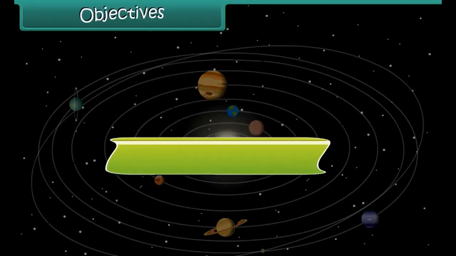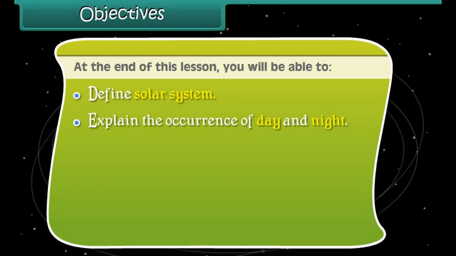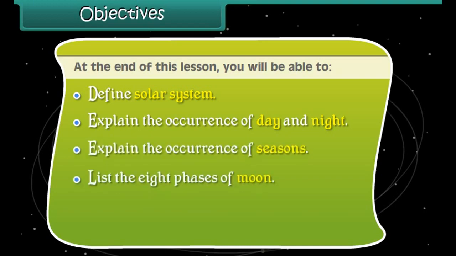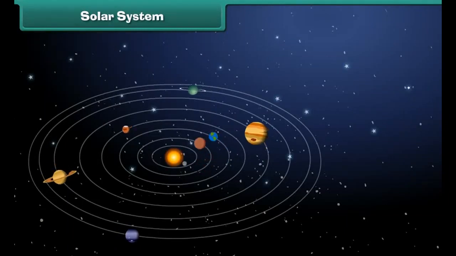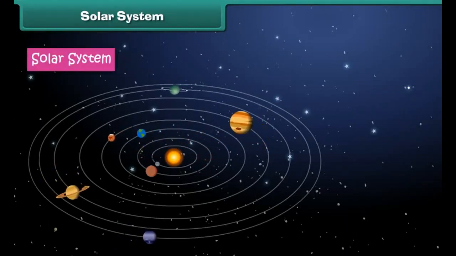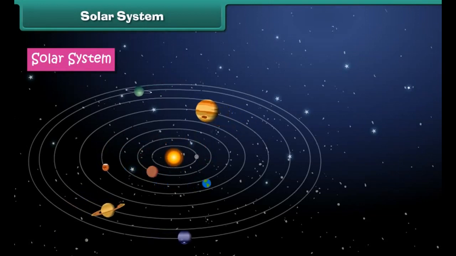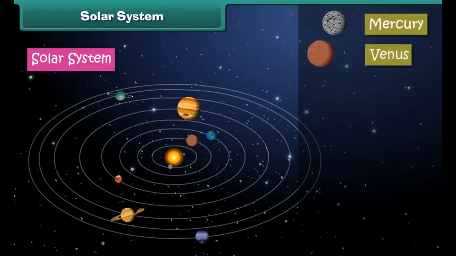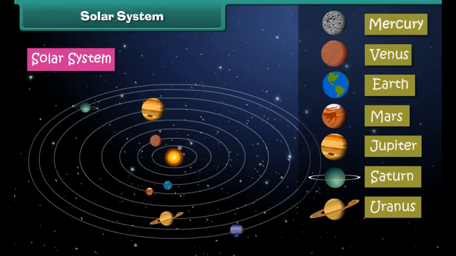Objectives. At the end of this lesson, you'll be able to define solar system, explain the occurrence of day and night, explain the occurrence of seasons, list the 8 phases of moon, explain weather and its effects on life on Earth. Solar system. Solar system consists of the Sun and the 8 planets that revolve around the Sun. The 8 planets are Mercury, Venus, Earth, Mars, Jupiter, Saturn, Uranus and Neptune.